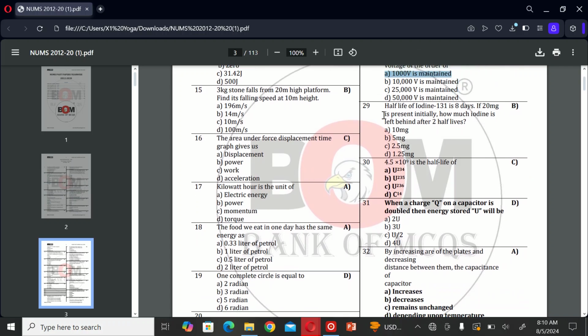The next MCQ is: the half-life of iodine-131 is 8 days. If 20 mg is present initially, how much iodine is left behind after 2 half-lives? A 10 mg, B 5 mg, C 2.5 mg, D 1.25 mg. So the correct option is B, 5 mg.